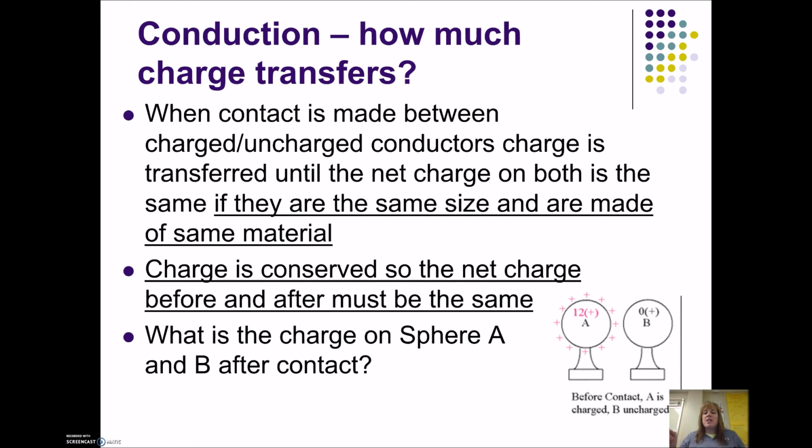So what's going to happen if I touch this sphere to this sphere is electrons are really going to flow, right? Electrons are going to be moving over here to neutralize some of that positive charge, and in the process leaving that sphere B with a net positive charge. But in the end, the total charge has to be 12. So if I take 12 and divide by 2, because I have two objects here, it's going to be 6. So charge flows until each object has the same charge. If I start with 12, I have to end with 12, and that means each sphere is going to have 6.